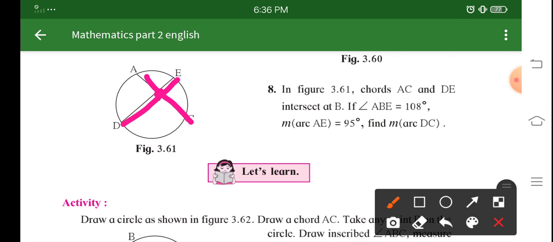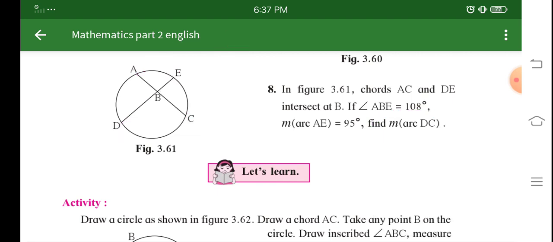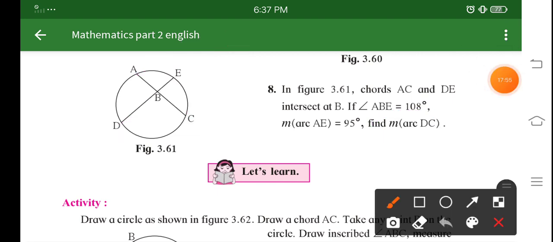Okay. So now what they have given? Arc AE. Can you see this arc? This arc they have given 95 degree. And even they have given angle ABE, actually they have given just this angle ABE, and we have to find CD. Okay, so let's get start by using that theorem only.